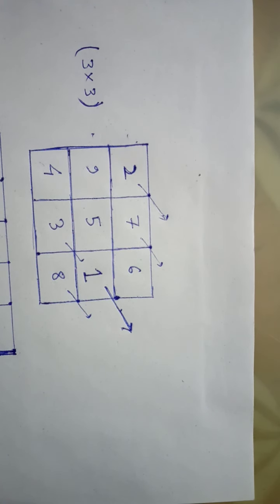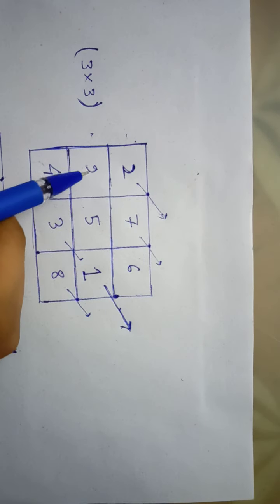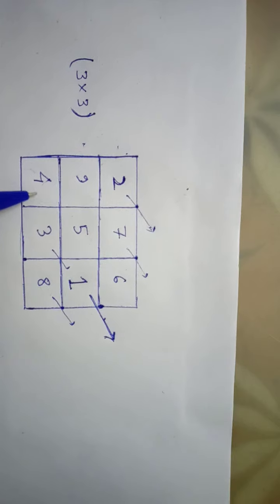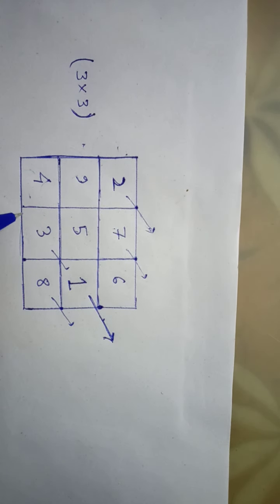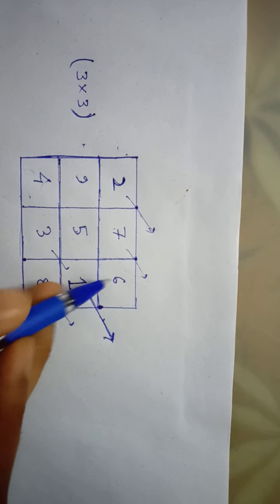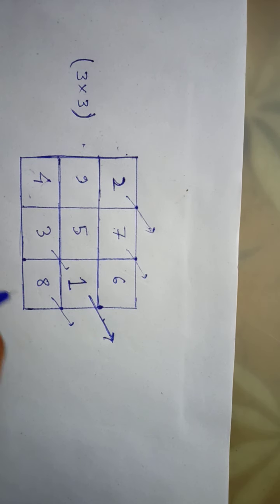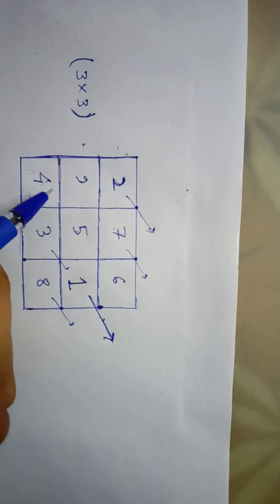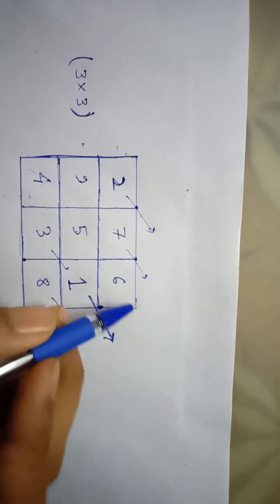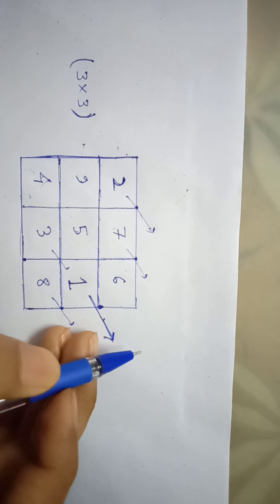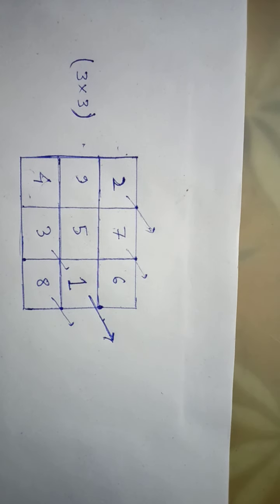Ultimately, if we add these numbers along any row or column or diagonal wise, we will get 15. 2, 9, 4 gives 15. 7, 5, 3 are added to be 15. 6, 1, 8 gives 15. 4, 5, 6 diagonal wise gives 15. Okay, you can also check it.